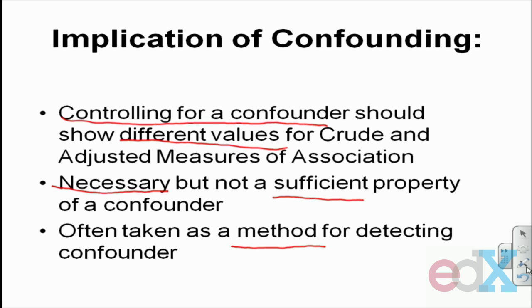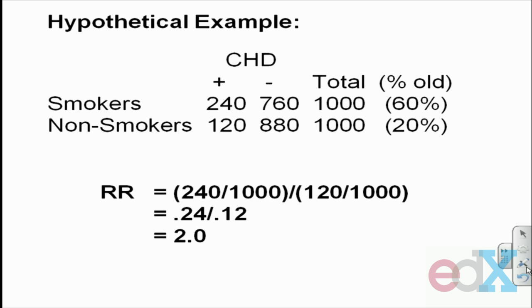So going back to our study of smoking and heart disease, remember this is the first slide I showed you, comparing all 1,000 smokers to all 1,000 non-smokers. The crude risk ratio, as I mentioned, was 2.0. Well, what if we adjust for age? And we're going to do it using stratification, something I'll talk about in the next lecture.